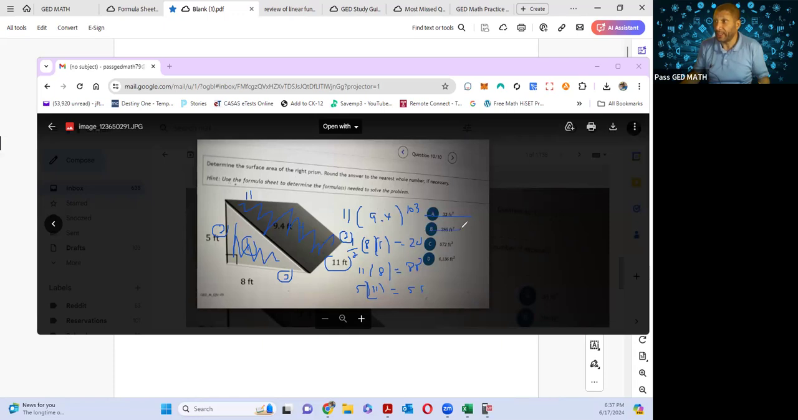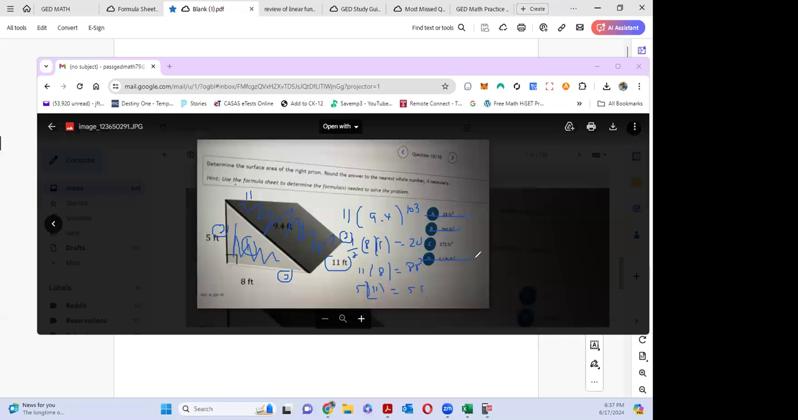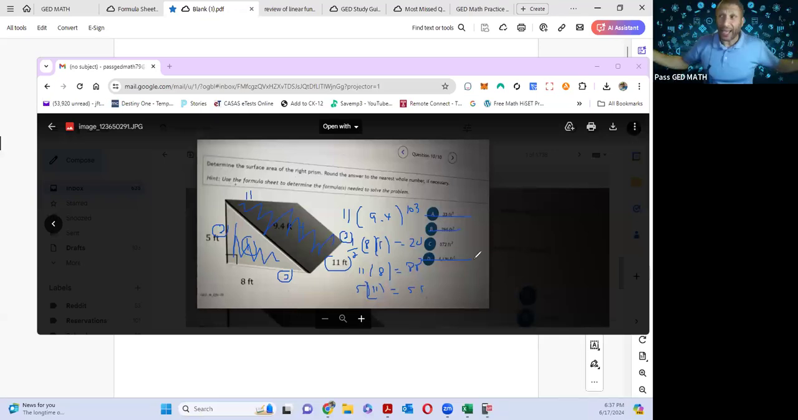Okay, easy. Can't be B, can't be D. Only answer could be is C. That's without plugging into the formula sheet. That's understanding what surface area is. So, surface area is the area of each side added all together.